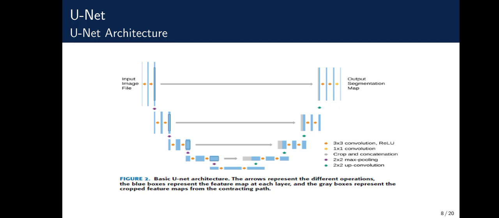And here is the UNet architecture. Here we can see the 3x3 convolution ReLU layer, 1x1 convolution, crop and concatenation, 2x2 max pooling, and 2x2 up-convolution. The arrows in the picture represent the different operations, the blue boxes represent the feature map at each layer, and the gray boxes represent the cropped feature maps from the contracting path.